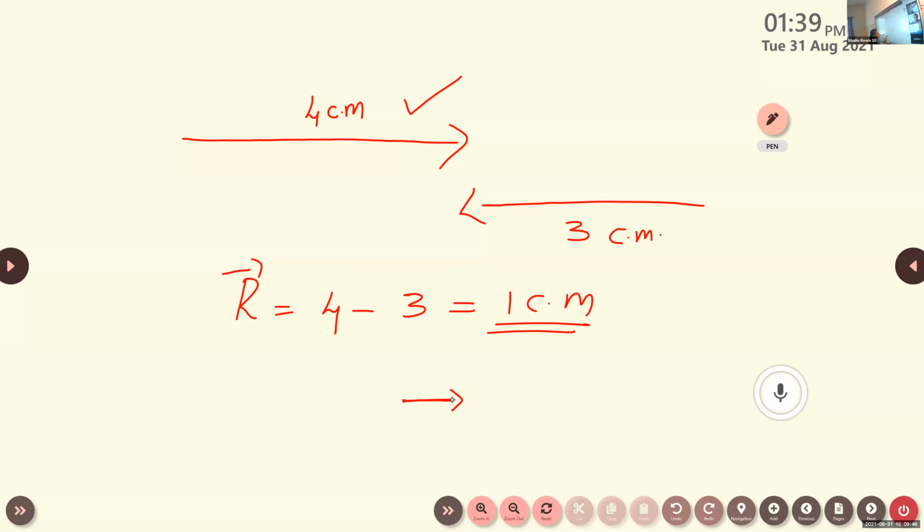But the magnitude will be small. It is equal to 1 centimeter. The resultant vector is 1 centimeter, directed towards the right side.